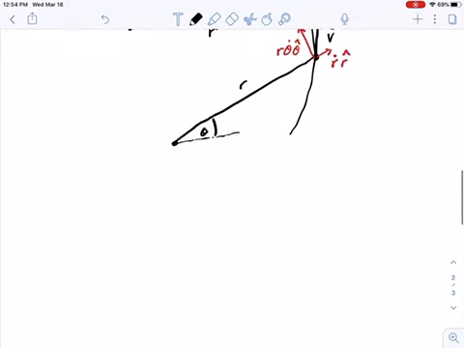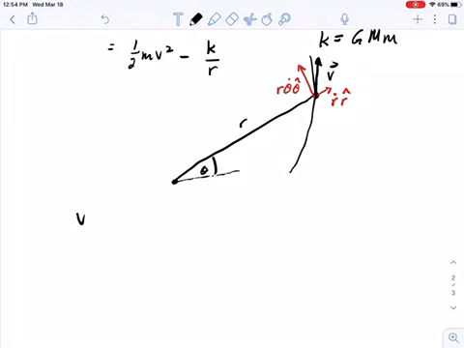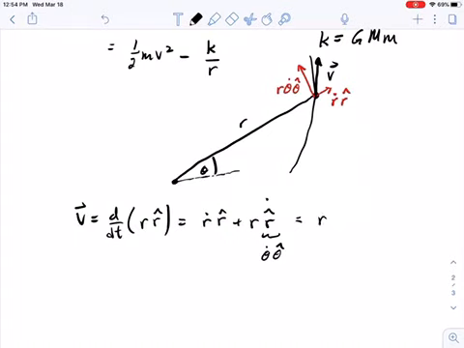Okay, so that's kind of a physical interpretation. We could just do that mathematically. I think we've done it already in previous videos, but v is going to be the time derivative of the position vector, which is r times r hat, and so that's r dot r hat plus r times r hat dot, but we already know that r hat dot is theta dot theta hat, and so our velocity has two components, r dot in the r hat direction and r theta dot in the theta hat direction. And so that corresponds to these red components that we just wrote down.